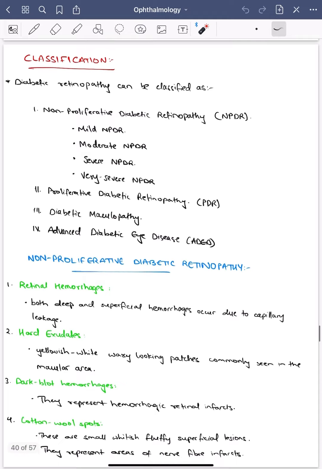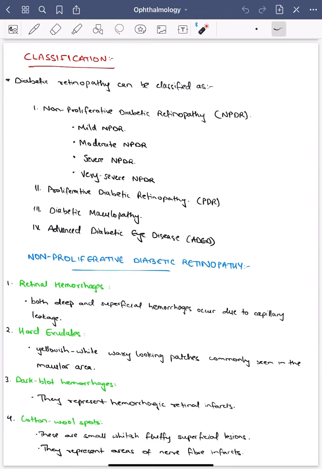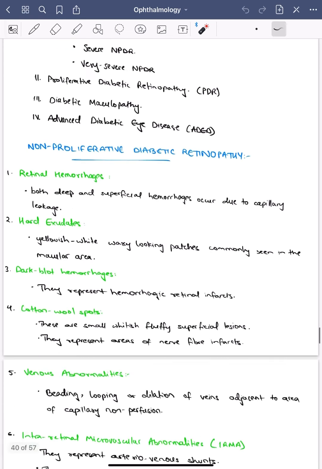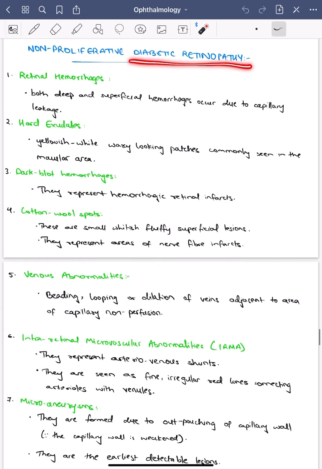Now, moving on to the classification of diabetic retinopathy. It can be classified as number one, non-proliferative diabetic retinopathy, that is NPDR. The second is proliferative diabetic retinopathy. The third is diabetic maculopathy, and the fourth is advanced diabetic eye disease. So this is the classification. Now, non-proliferative diabetic retinopathy is again divided into mild NPDR, moderate NPDR, severe NPDR, and very severe NPDR. Now, let us look into each classification in detail. Beginning with non-proliferative diabetic retinopathy.